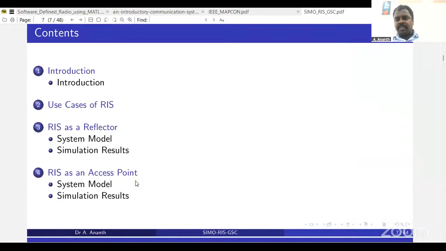Okay, so coming to the outline of my presentation, first I will give you a small introduction to Reconfigurable Intelligent Surface. Followed by that, what are the ways this Reconfigurable Intelligent Surface can be used in communication systems to support the requirements. And two such examples of use cases of RIS: one is a reflector and another one is an access point. I will show the system model and some performance analysis in terms of simulation results. And finally, I will give another presentation on how to develop a low complexity detector, or what are the ways we have undergone to have a low complexity detector for such an RIS assisted communication system integrating a single input multiple output system.